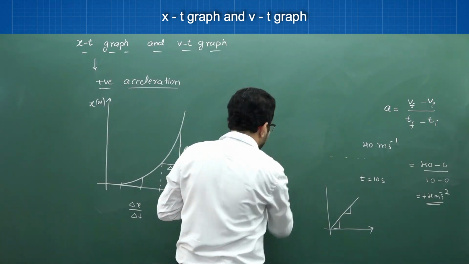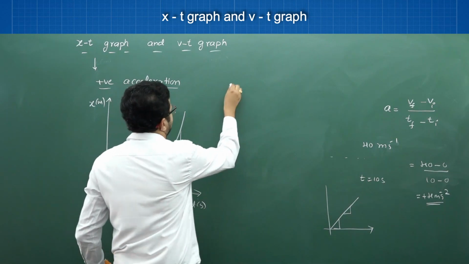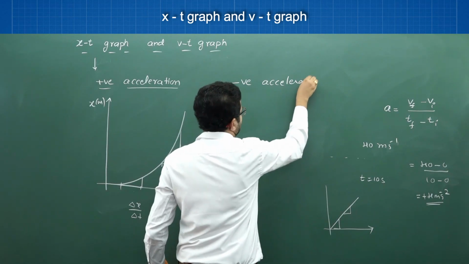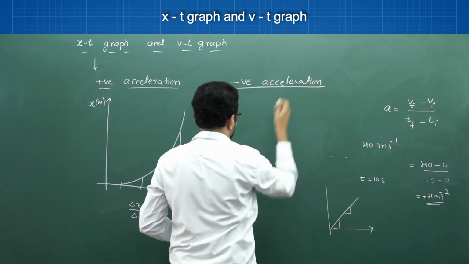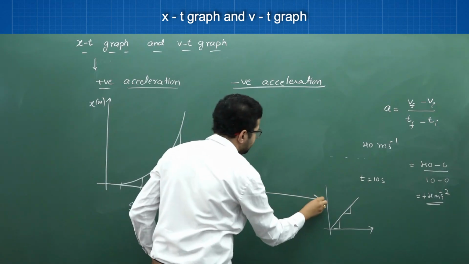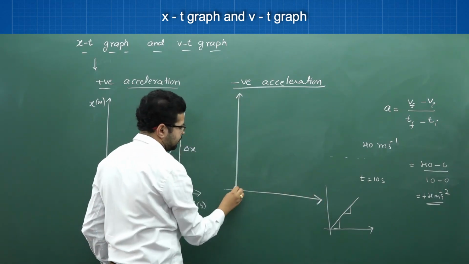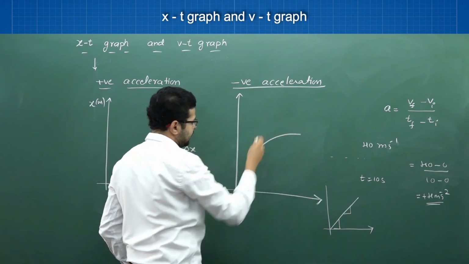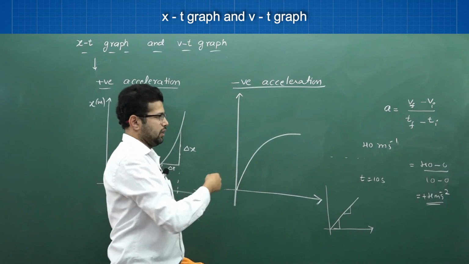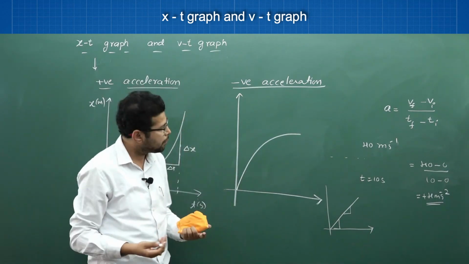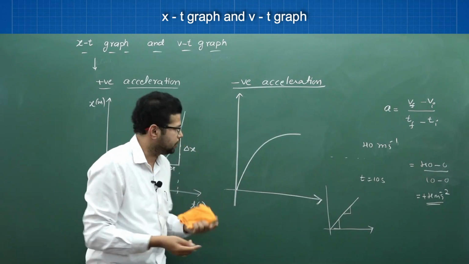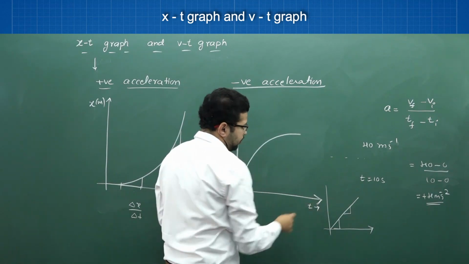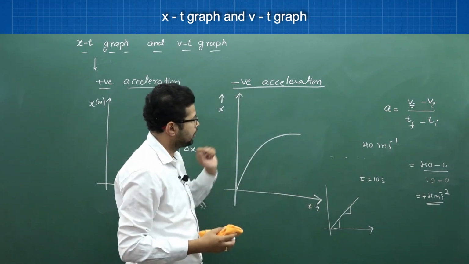Then writing the position time graph for an object moving with negative acceleration is very simple. Here, slope should decrease. Initially slope should be very high, then slowly as the time increases, slope should decrease. Slope is decreasing means velocity is decreasing, and velocity is decreasing means it is negative acceleration. So, this becomes the position time graph for an object moving with negative acceleration.